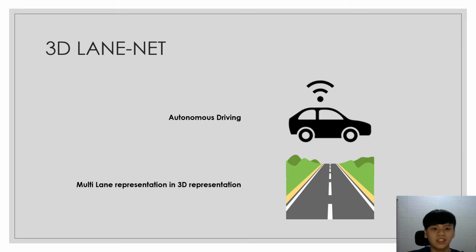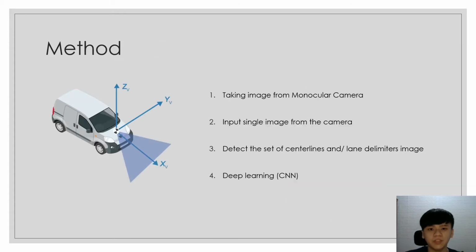And also the multi-lane representation in 3D, where we can detect the slope, as I said before. That is what we are trying to achieve. And the method implemented in this article is merging the monocular camera and, of course, the loading of pre-map data that exists nowadays. By merging those technologies, this can be achieved.